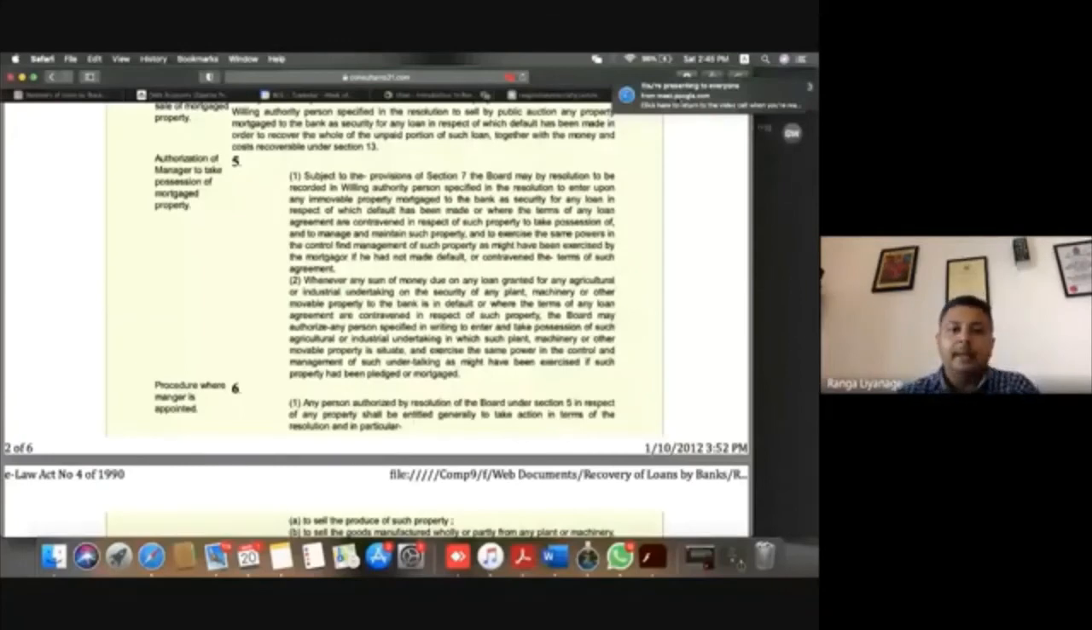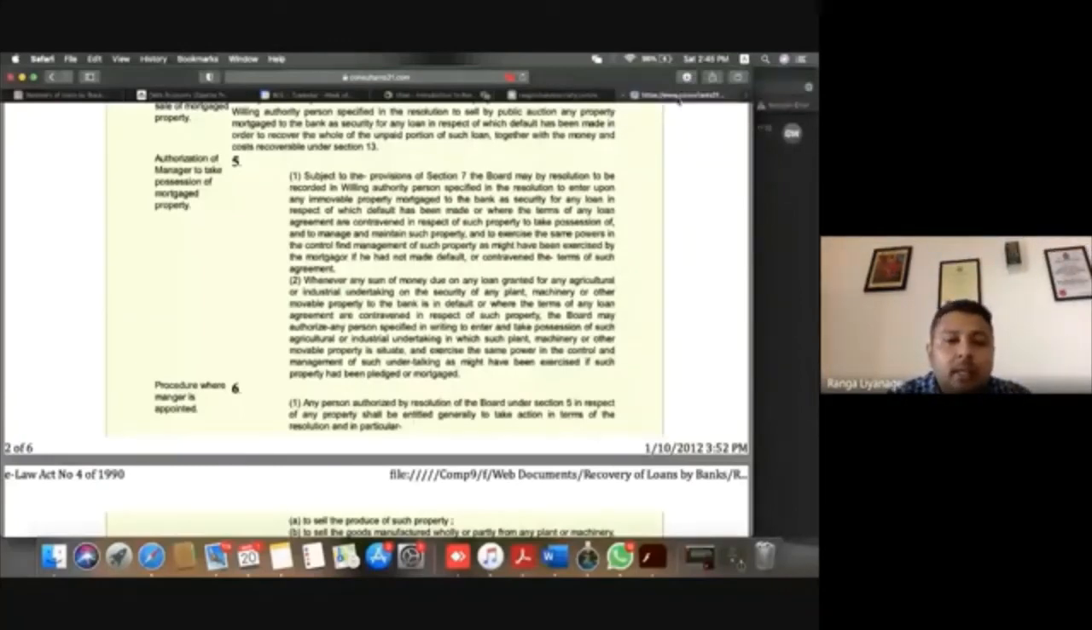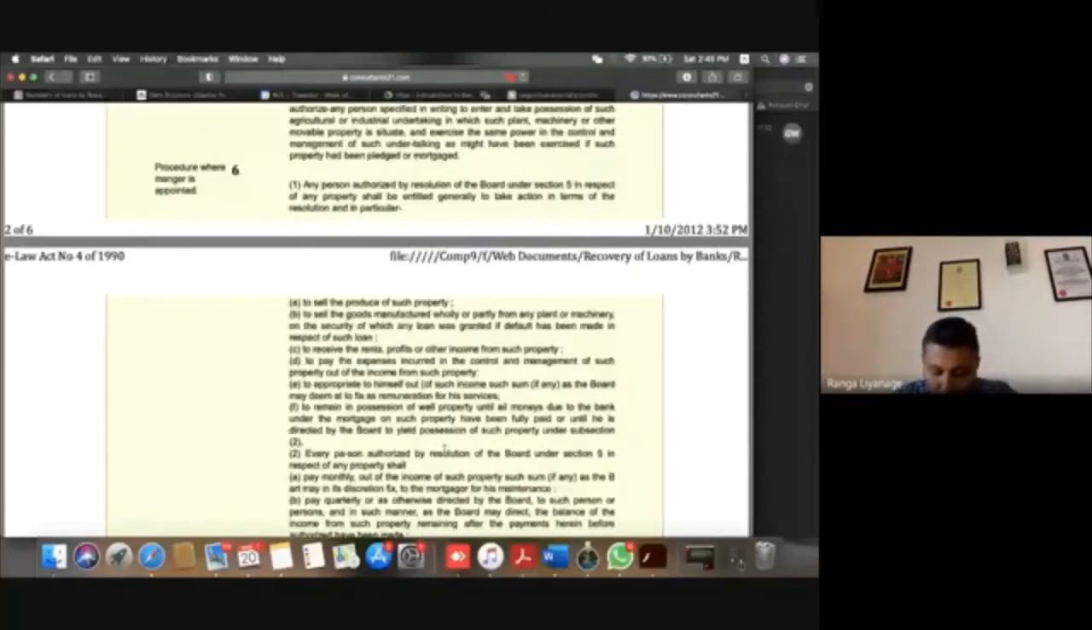Right. Any person authorized by resolution of the board under section 5 in respect of any property shall be entitled generally to take action in terms of the resolution, and in particular to sell the produce of such property, to sell the goods manufactured by the property, receive the rents, pay expenses, to appropriate to himself out of such income, etc., etc. Right? Then we go to section 7, where the borrower is dead.